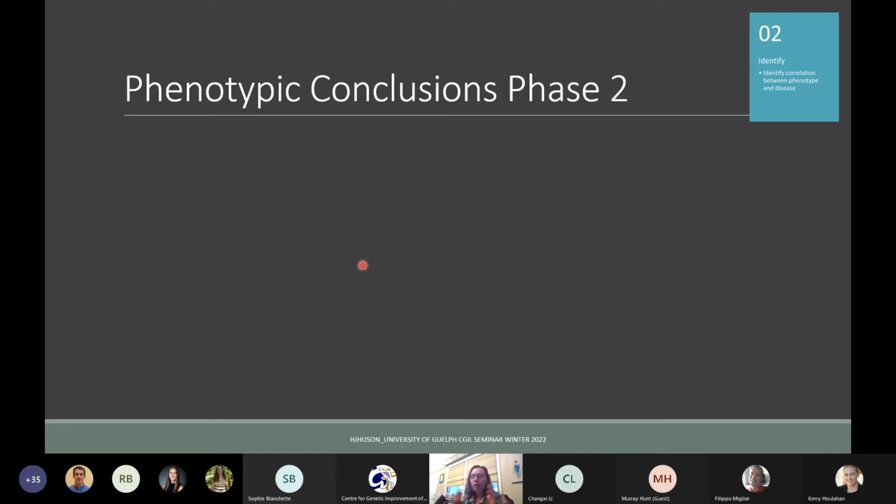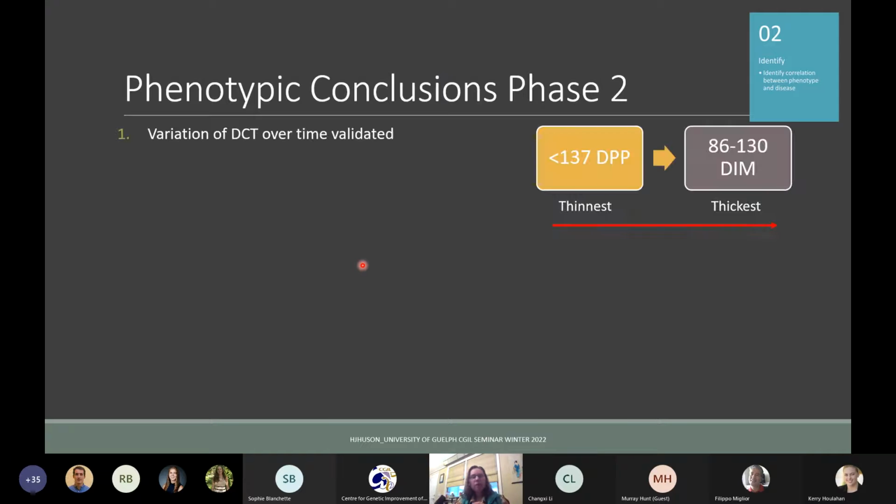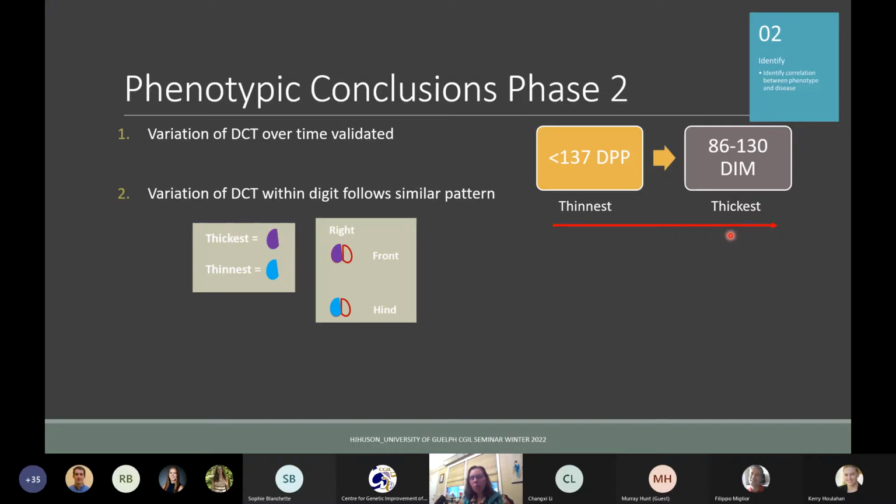So with this in mind, what were our conclusions? What did we figure out from this? We were able to, again, validate, but in a larger cohort across farms, that digital cushion did change over time. But it was consistent. Thinnest time was still the thinnest time versus thickest time. We also were able to validate our initial patterns of what were the thickest and thinnest digits. Now here, this did change in that one front or hind digit was not showing up, but this was still the thickest and this was still the thinnest.